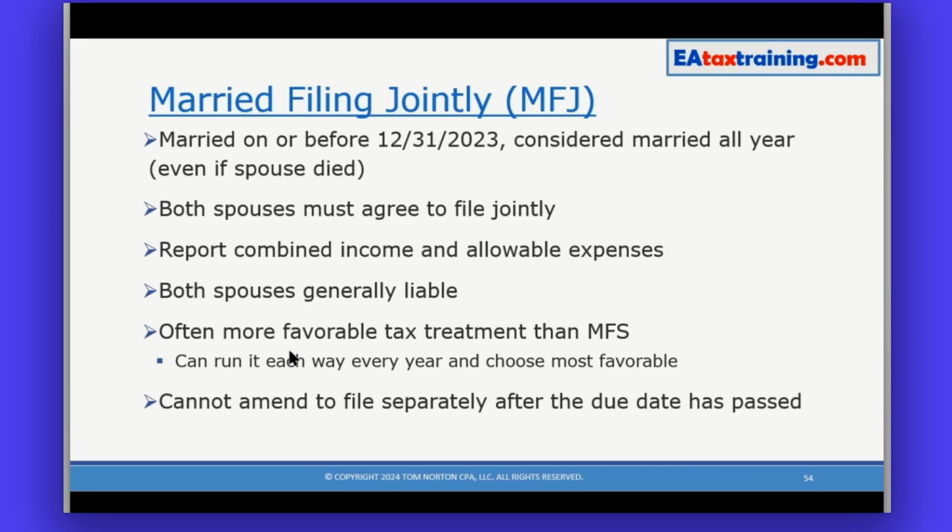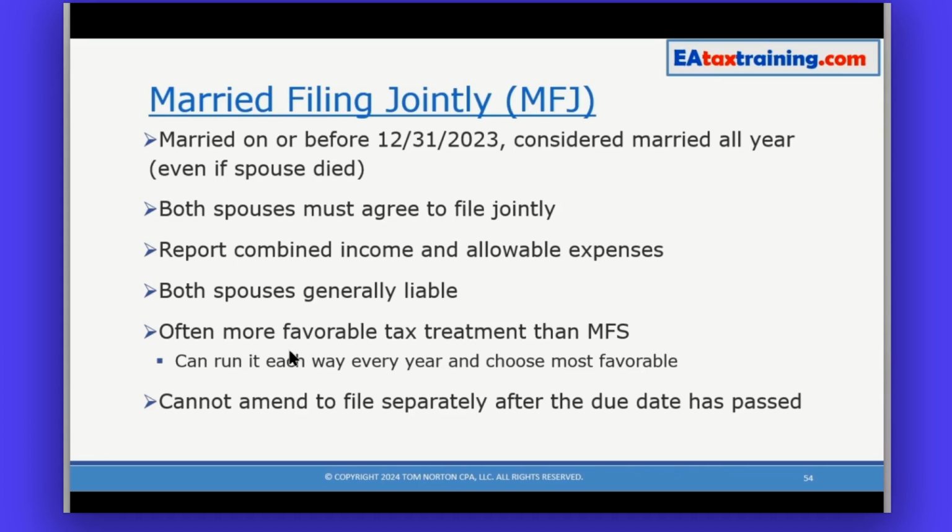Both spouses are generally liable for the tax that's due. There can be exceptions to that, but the general rule is you are one taxpayer. Therefore, both individuals are liable for the tax that is due. It is usually more favorable tax treatment than married filing separately.